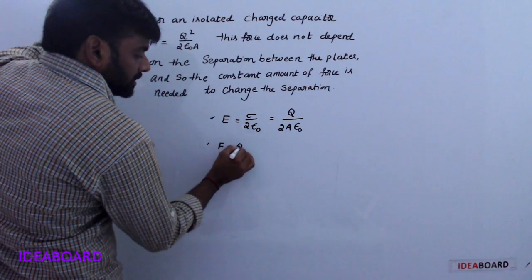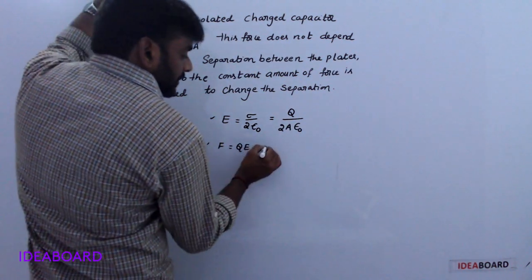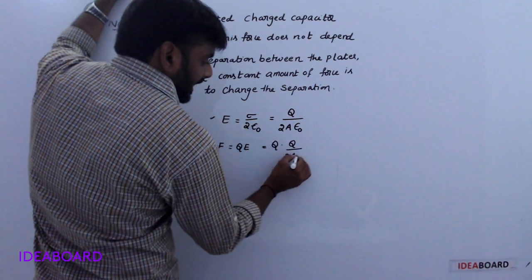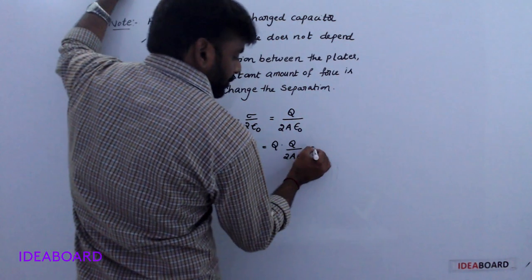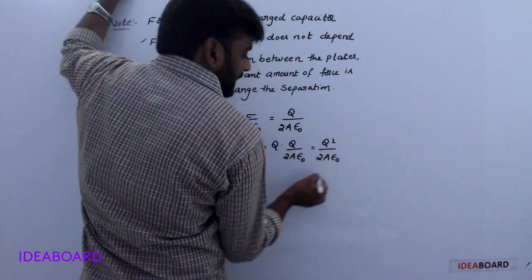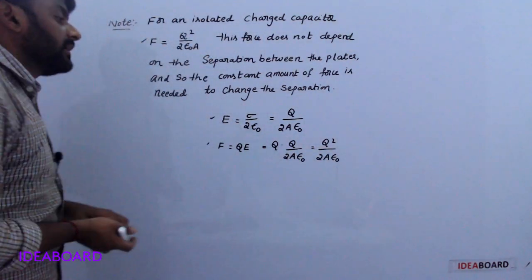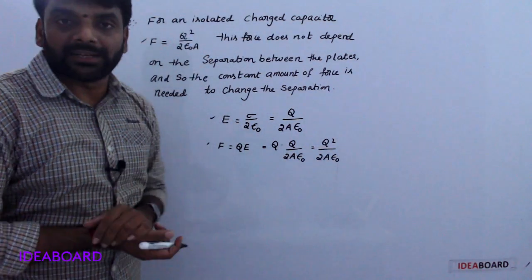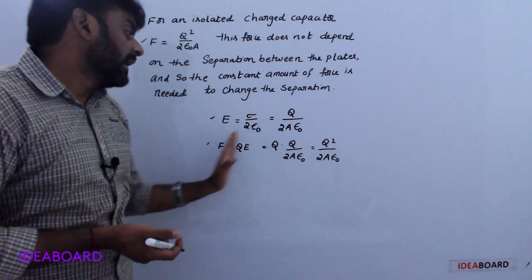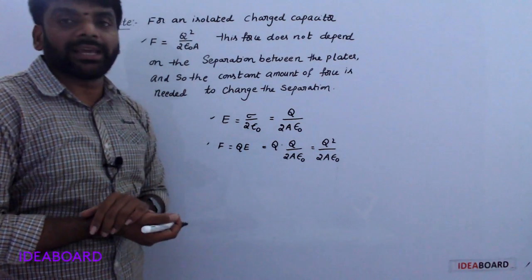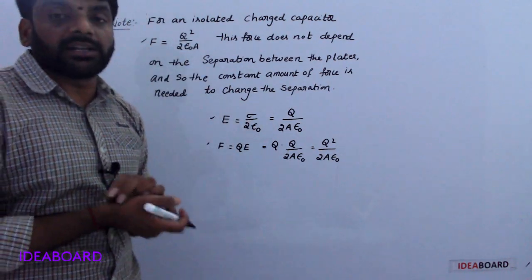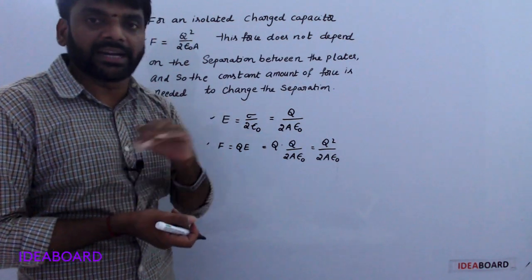Force F is equal to QE, so Q into Q by 2A epsilon naught, which is Q square by 2A epsilon naught. See, it is independent of the separation between the plates. Understood? F is equal to Q square by 2A epsilon naught. To separate the plates, the required force is constant. It's not a variable force.